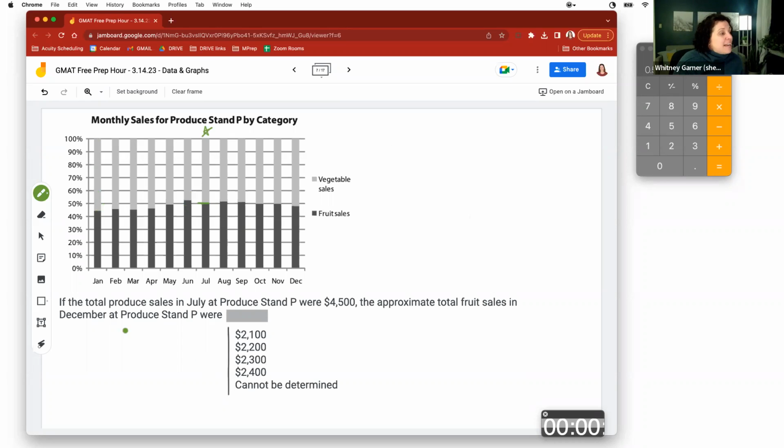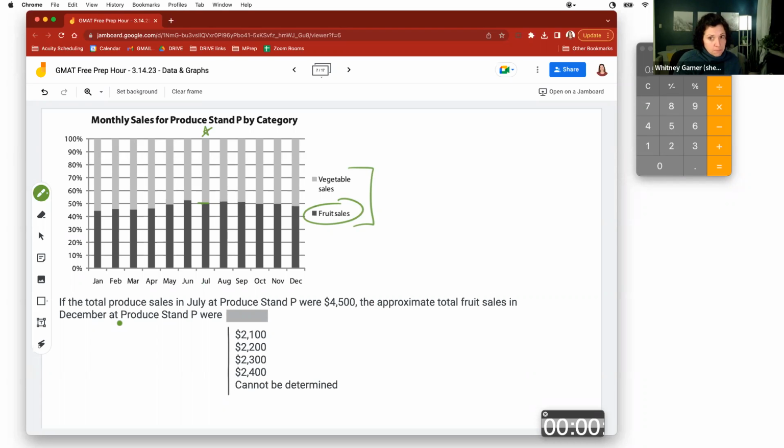So the question said, if the total produce sales in July, so total produce would mean the total for the year. So if the total produce in July were $4,500, so if this 100% was $4,500, then the approximate total fruit sales in December, wait a minute.